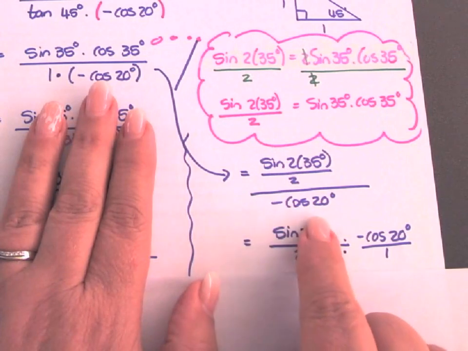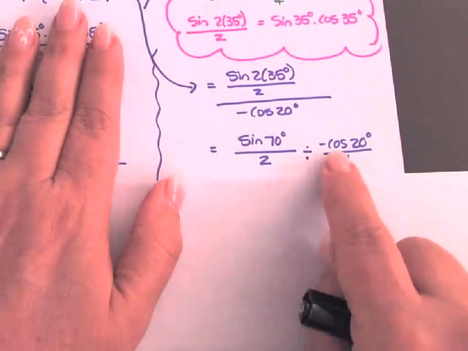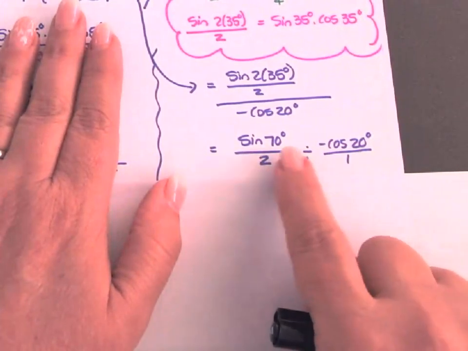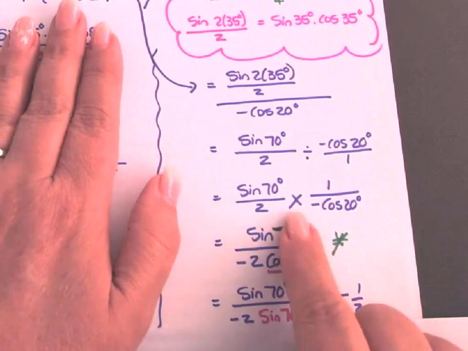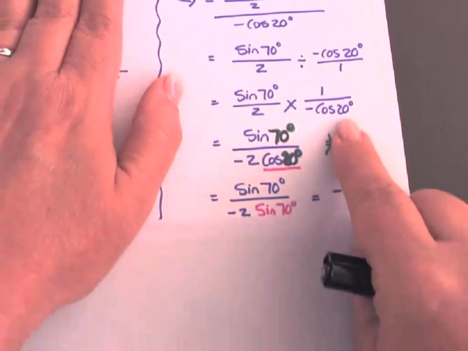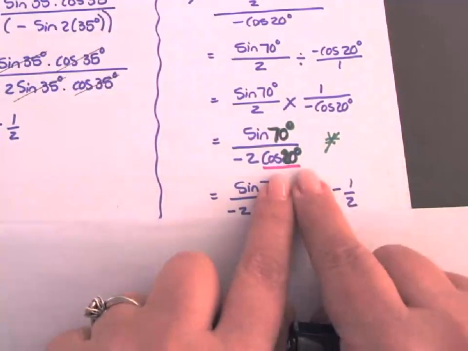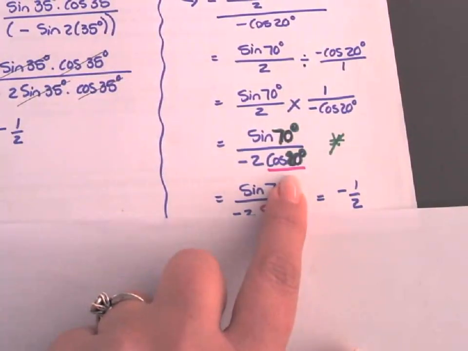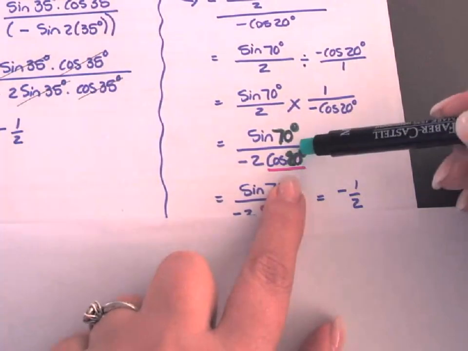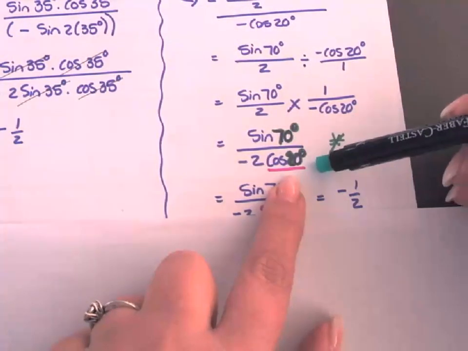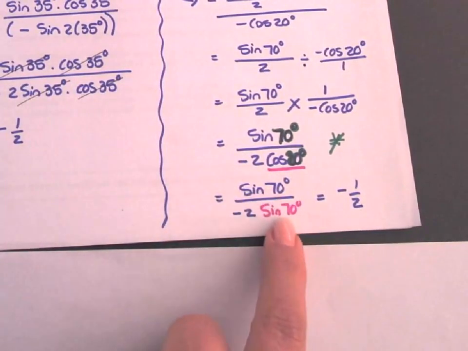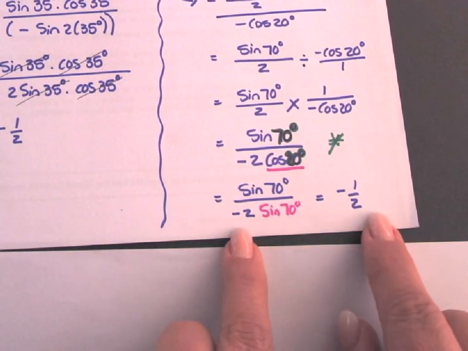Divide by negative cos. Now you're in grade 4. When you divide two fractions, the divide becomes a multiply, and you flip that second part. Now again, I see that I have the 70 and the 20 degrees. They are co-functions. So I turn either the sine or the cos into the other one. Now I have sine 70 over sine 70, and it will be negative a half. Are you all with me? Yes.